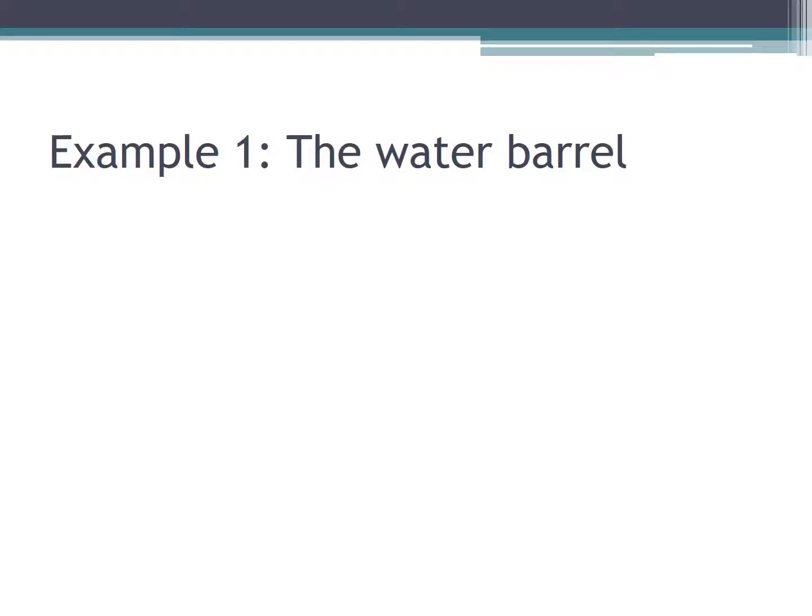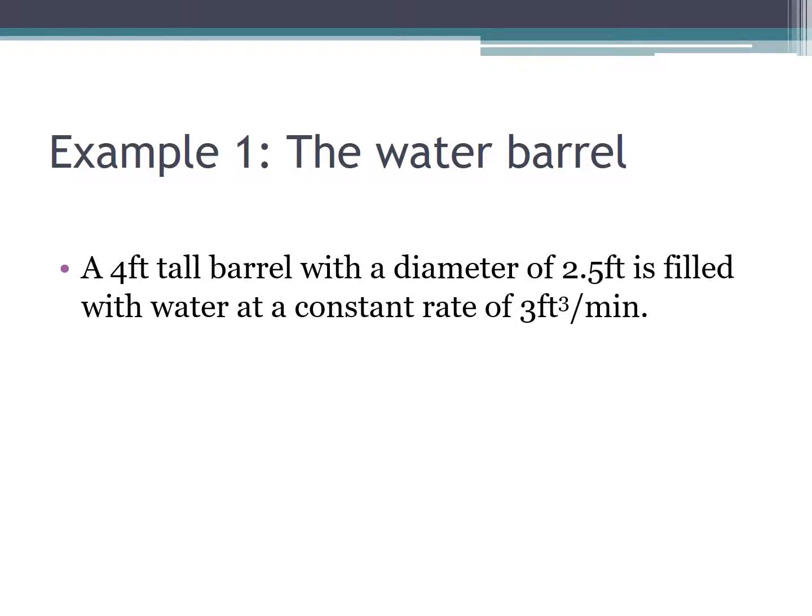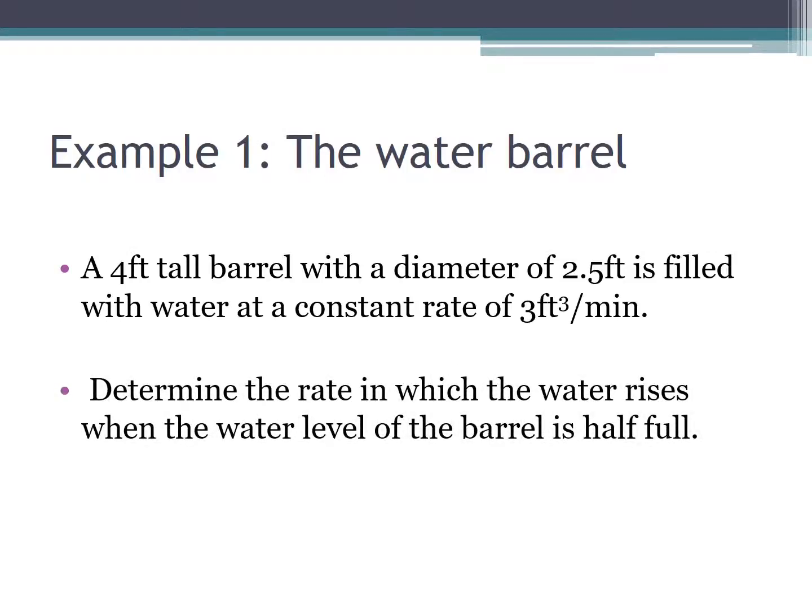Let's look at the water barrel. Suppose you have a 4-foot tall water barrel with a diameter of 2.5 feet and is filled with water at a constant rate of 3 feet cubed per minute. Now we need to determine the rate at which the water rises when the water level of the barrel is half full.